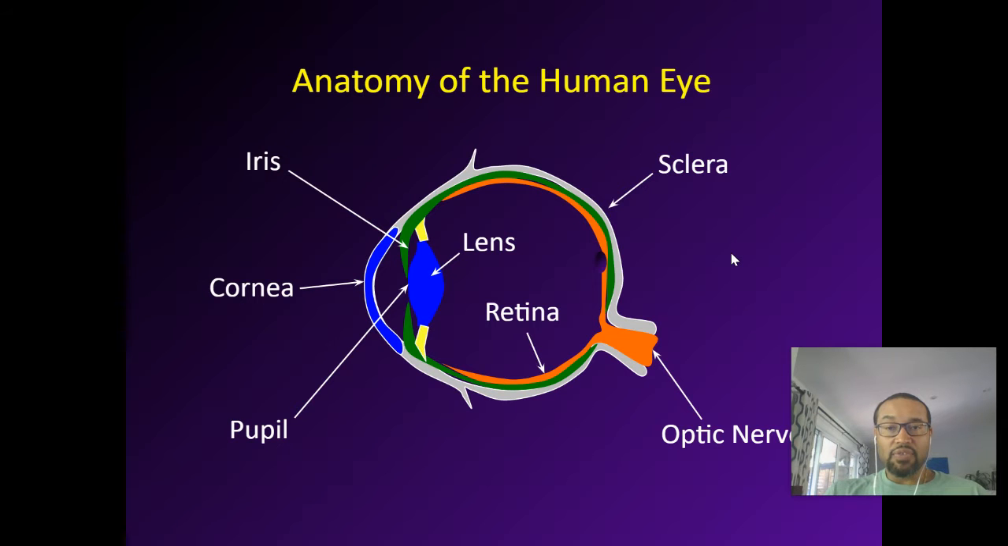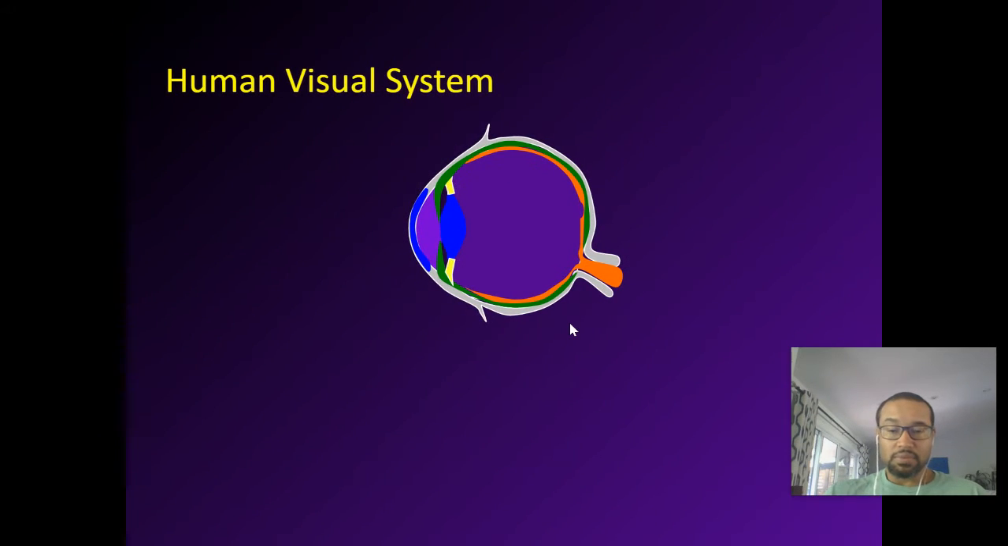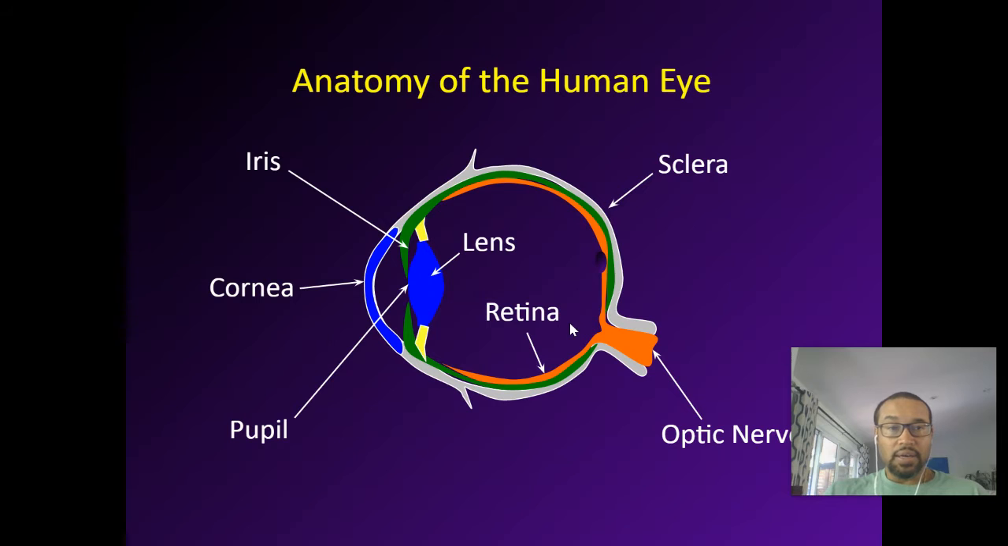Whoops, sorry, let me go back. Cornea, yeah, that's all, I guess. We'll talk a little bit about these pockets here, the aqueous humor and vitreous humor, later on.